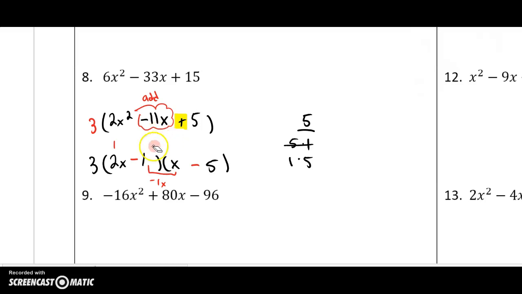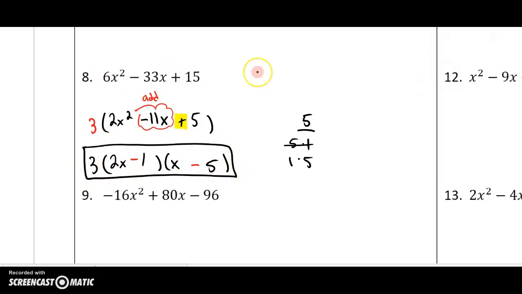Do a little check. And say, does 2x times x make x squared? Yes. Does negative 1 times negative 5 make positive 5? Yes. Do the outsides negative 10x plus the insides negative 1x equal negative 11x? Absolutely. This is the factored form of our original trinomial. All right.